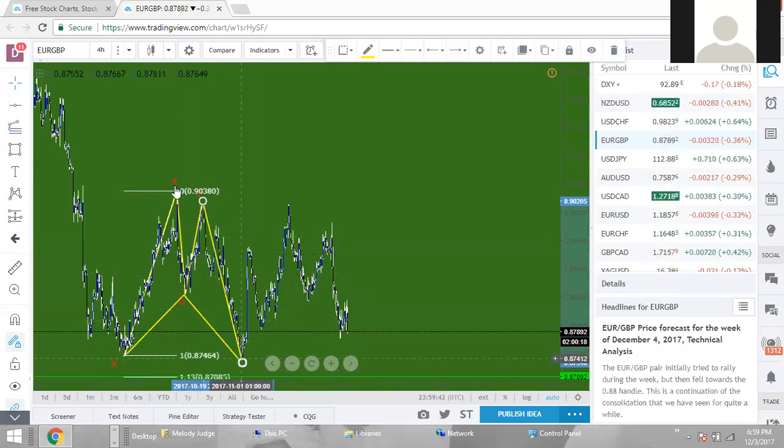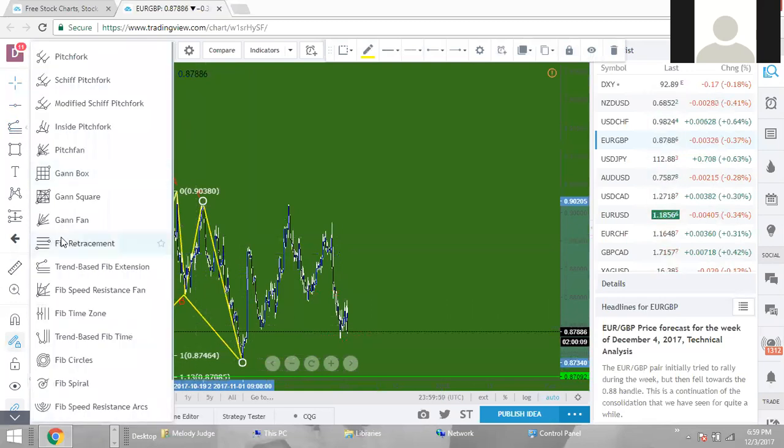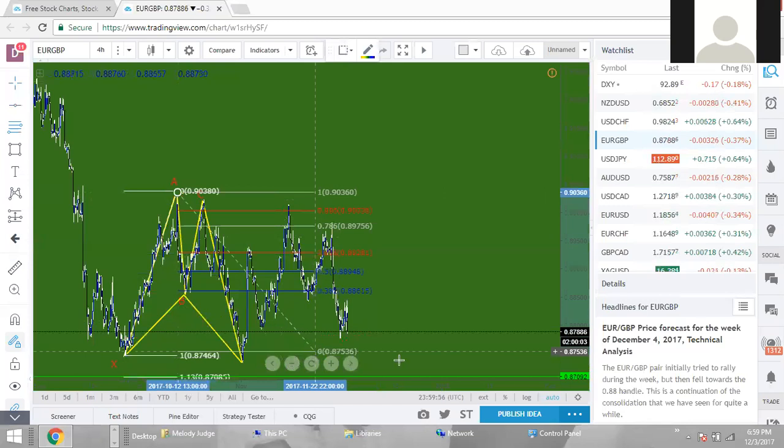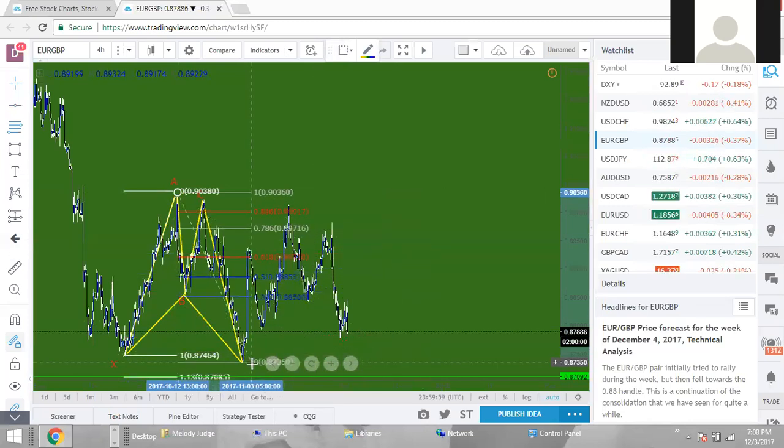It would have been here. It looks funny, and it doesn't look like a Gartley anymore, but we were trading the Gartley, and it still would have been a profitable trade. We'll take Fibonacci retracement from A to D with the Gartley pattern.